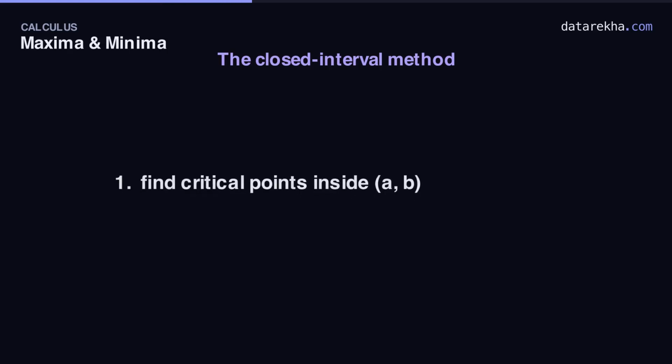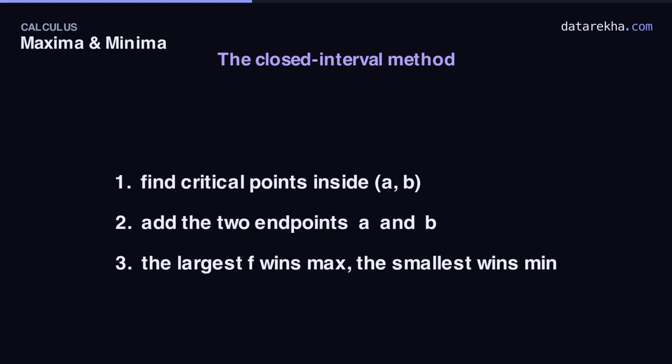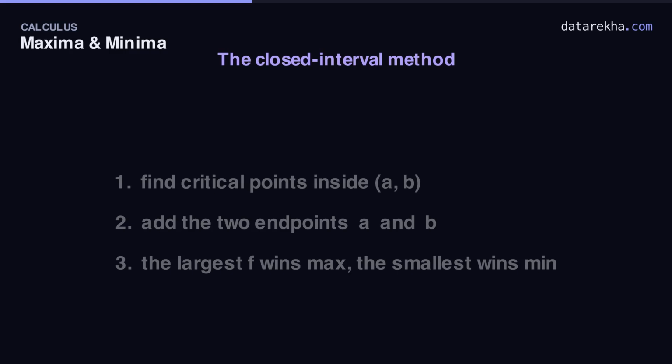Now, the single most useful procedure in this whole topic. Suppose your function is continuous on a closed interval from a to b, and you want the absolute biggest and smallest values on it. There is a foolproof three-step recipe. The reason it works is beautiful. An absolute extreme can only hide in two kinds of place: a flat critical point in the middle, or right at an end of the interval. Nowhere else. So you just evaluate f at every candidate and compare.